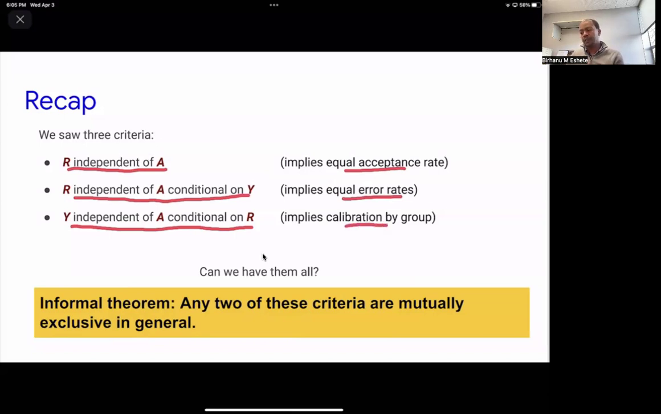Okay. Now, a very natural question that you might ask is, okay, these three criteria seem to address different issues, and they seem interesting. Can we have them all at once for a given model, for a given data set? The short answer is no. And the informal theorem that we can make is any two of these criteria are mutually exclusive in general. So there is even further bad news, right? I said no in general, but even not three, when you pick any two of these, they are mutually exclusive. So you can't achieve them all, unfortunately.